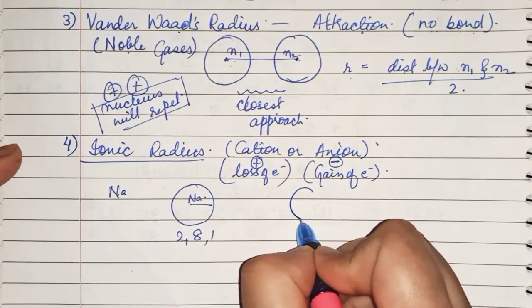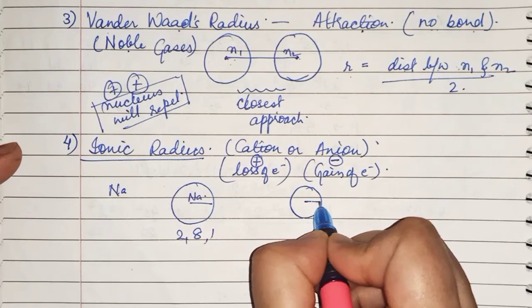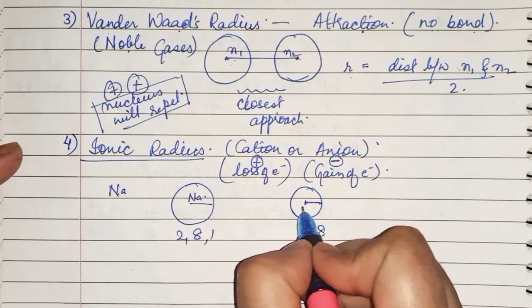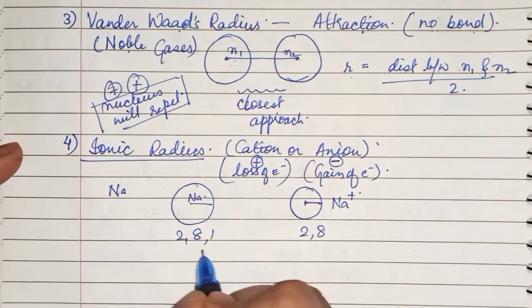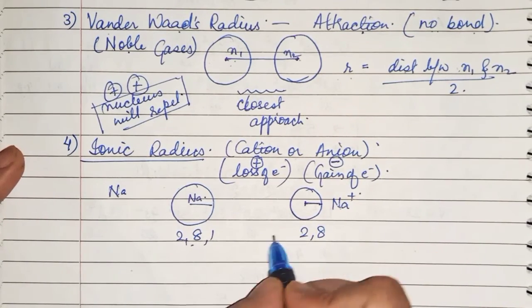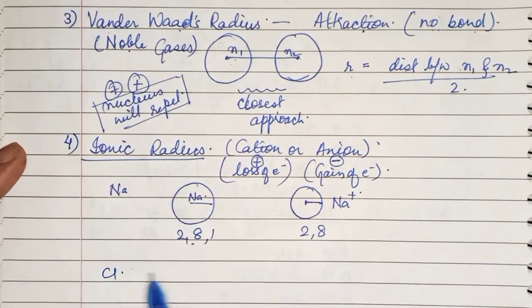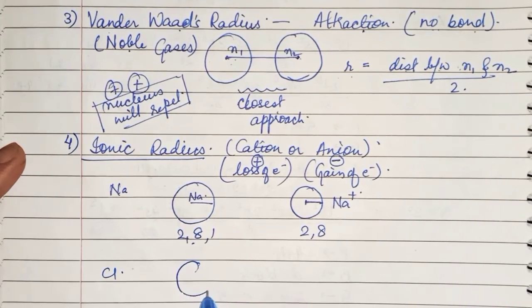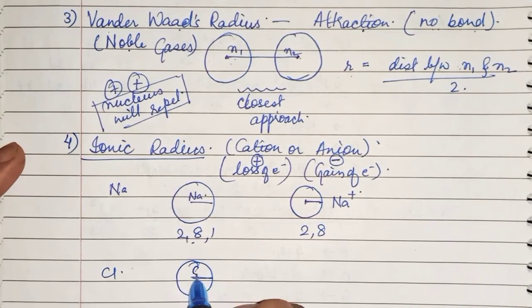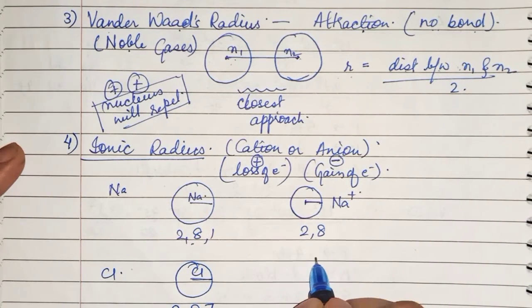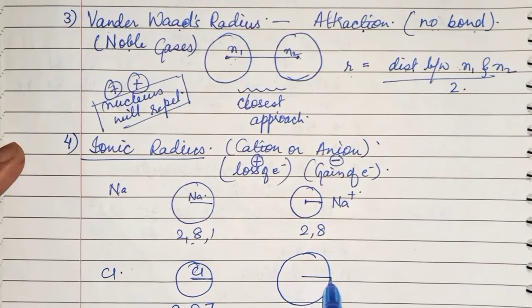So one shell will be less in this, and the distance between the nucleus and the valence shell will be less now, and this is Na plus. So you can say there is a slight decrease in the radius because one shell is removed from Na plus. Same here with chlorine. See here, this one is the chlorine atom, the neutral atom of chlorine, that is 287. When it gains an electron, there will be a slight increase in the size of the chloride ion, and this will be 288.